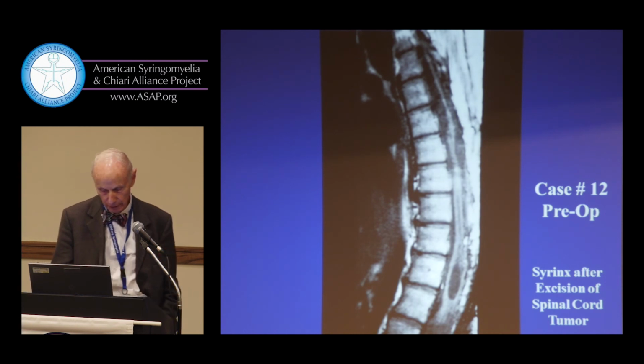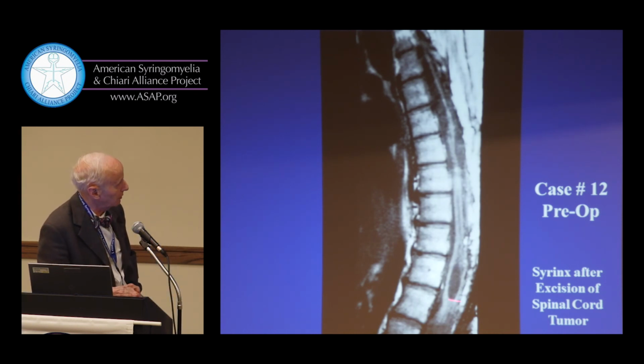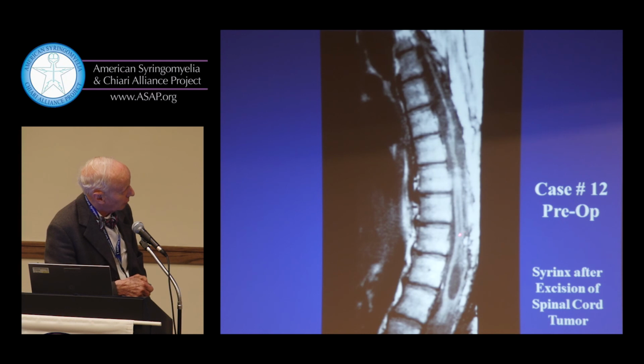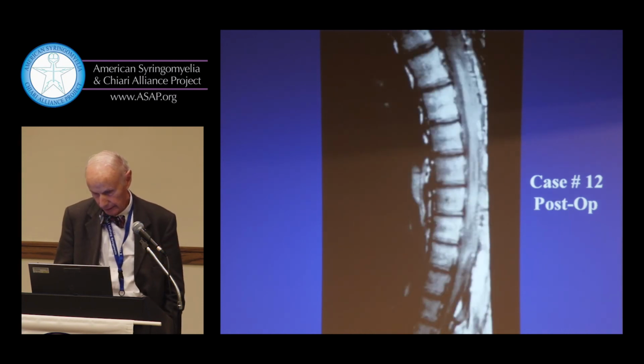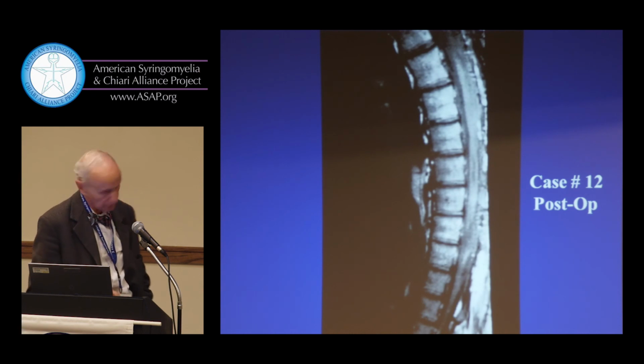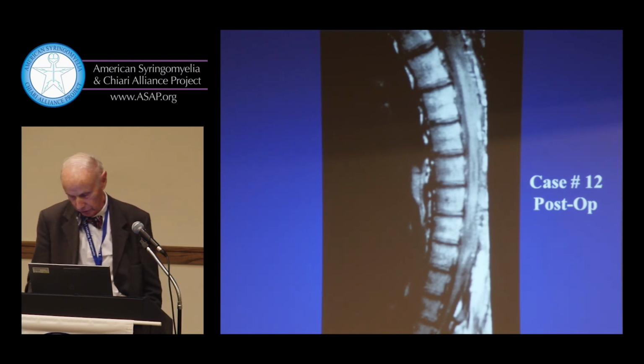This is an example of somebody who had developed a syrinx cavity following resection of a spinal cord tumor. And I thought that going back in here where she had her tumor removed would likely result in neural deficit, which she really did not have. And so I placed a shunt just rostral to this obstruction area into the spinal subarachnoid space, and her syrinx cavity got considerably smaller, and she was better off.